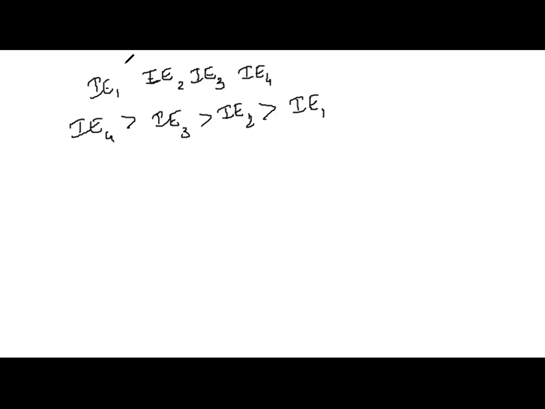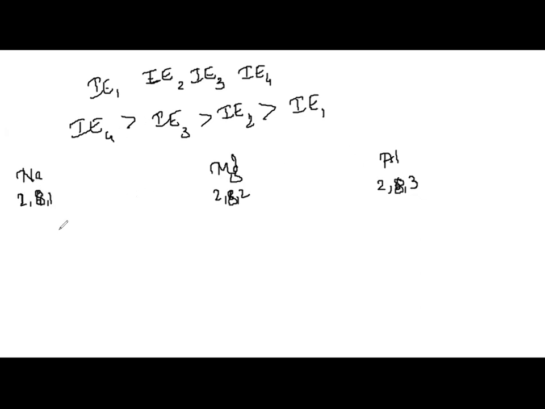Now the question arises, why? Let me give this explanation. Suppose we have the element sodium, atomic number 11. One more example I will take, magnesium, and here I will take aluminium. So sodium 11 is 2, 8, 1. Magnesium is 2, 8, 2. Aluminium is 2, 8, 3.